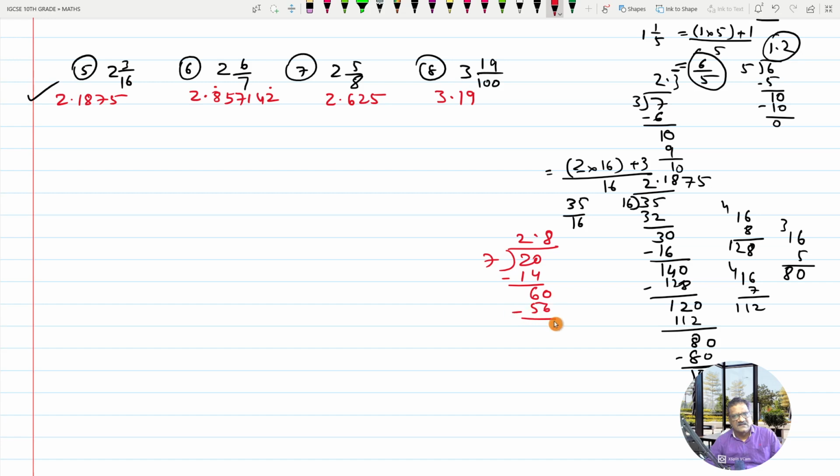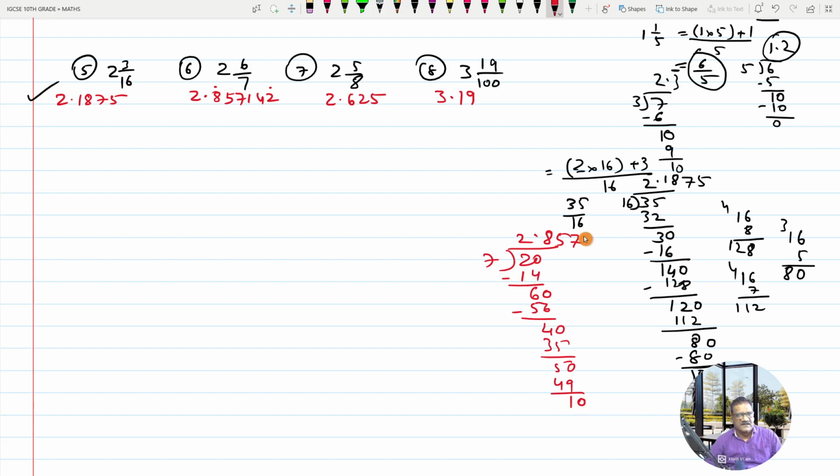So the remainder now is 4. Take a 0, now we got 28. Now 7 fives are 35, 5 is the remainder, take 0. And 7 sevens are 49, 1 is the remainder. And since 1 is smaller than 7, I'll take this 0 here.